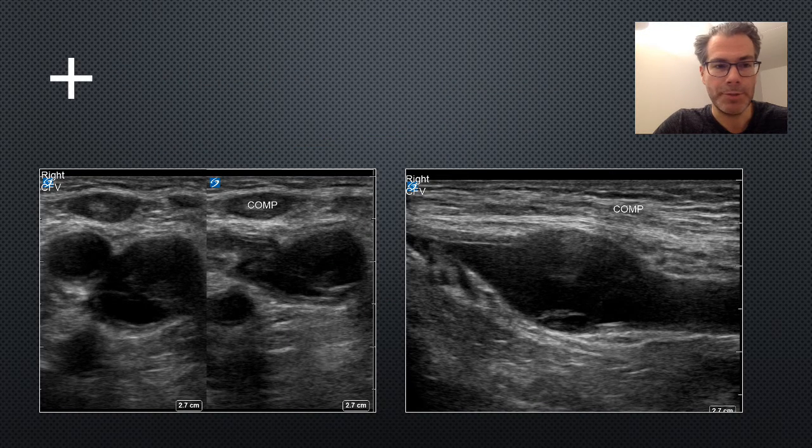So here's a DVT. So this is the femoral artery, femoral vein. We can see the echogenic clot within the vein there. And also this is without compression, this is with compression, and the anterior and posterior walls of the vein do not come together. This is the same thing in long axis, and we can see how the clot expands the vein here.